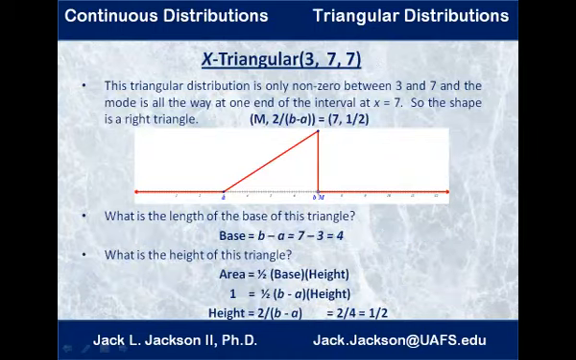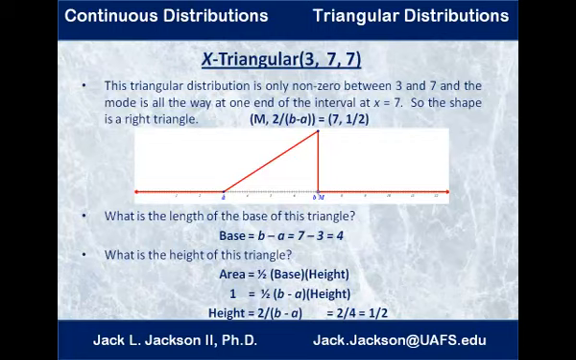Well, the base here is from a to b, so that length is just b minus a. So in that case, 7 minus 3 is 4. So you can see this is 1, 2, 3, 4. Yeah, it's 4 units across the base here. Now what's the height of the triangle?